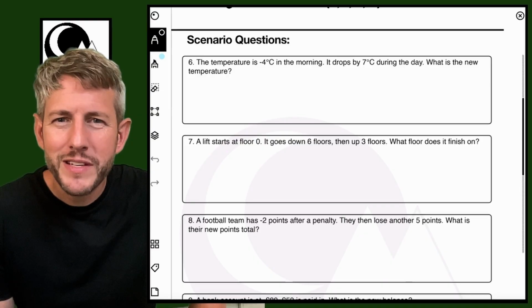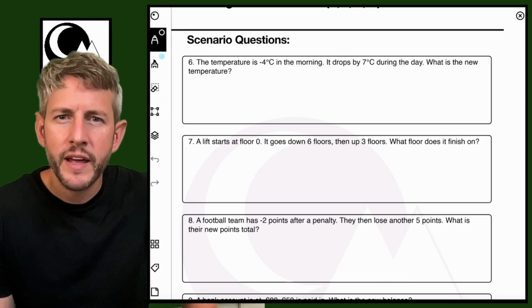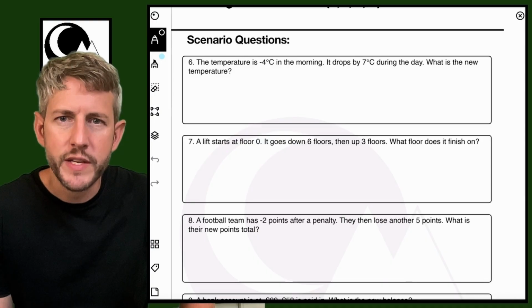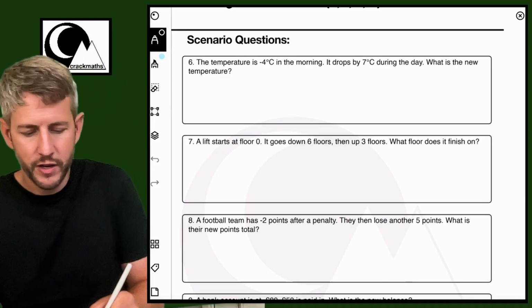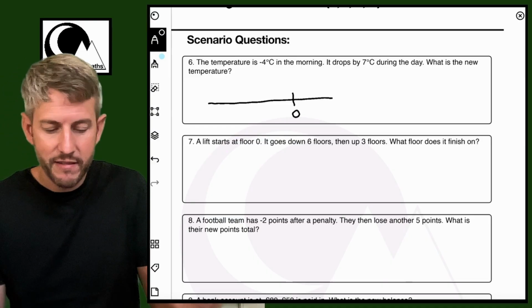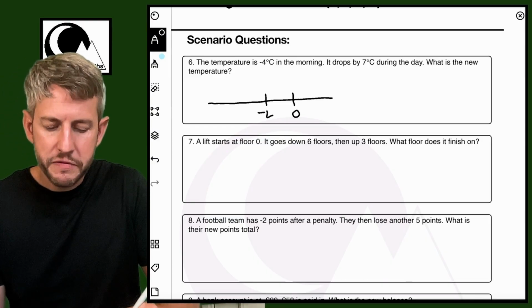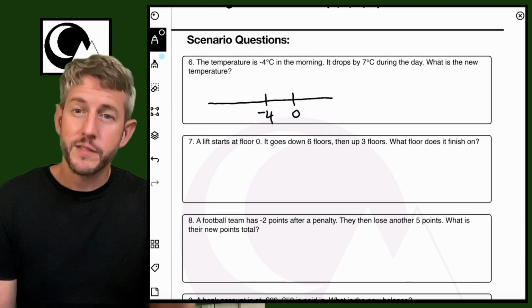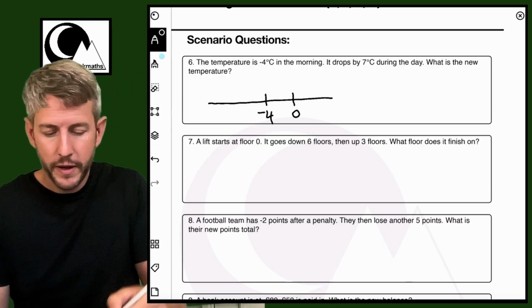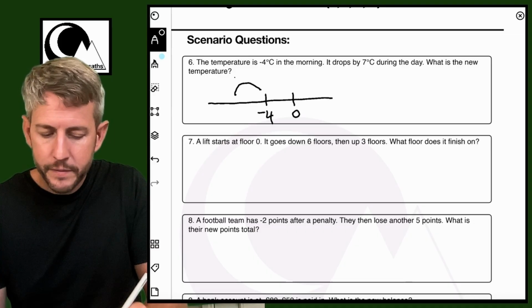So here we go. Question 6 says, the temperature is -4 degrees in the morning. It drops by 7 degrees during the day. What is the new temperature? Okay, so here we go. We're at 0. There's our 0 mark. We're at -4. But drops suggests that the temperature is getting lower, so we're going to move that way. So we've got to move this way another 7.